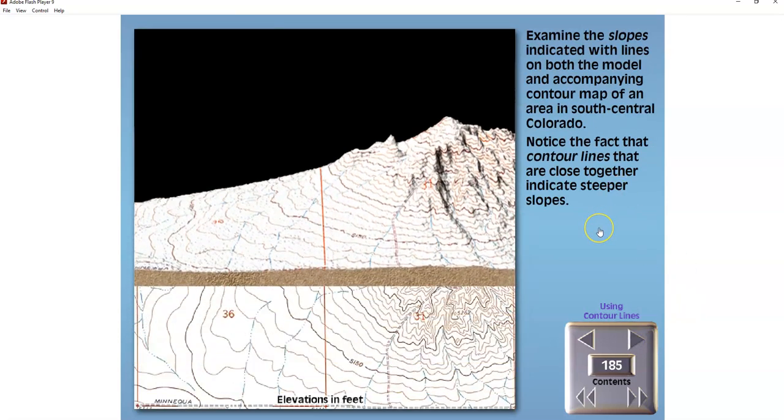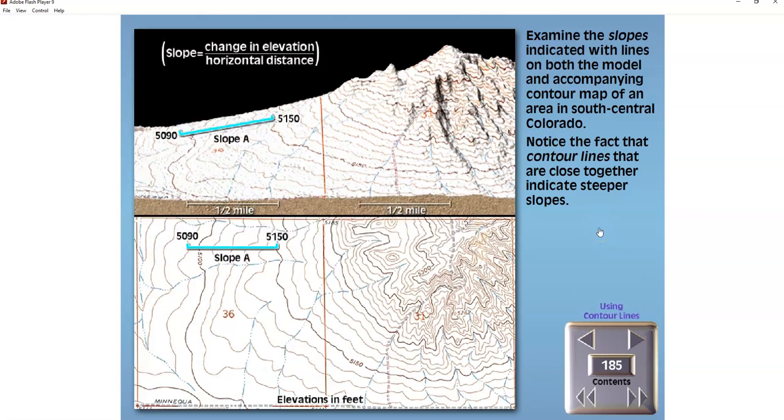Examine the slopes indicated with lines on both the model and accompanying contour map of an area in south-central Colorado. Notice the fact that contour lines that are close together indicate steeper slopes. You can see on the left-hand side, these contour lines are spread out. So that's why it's not as steep. And if you look on the right-hand side, notice the contour lines are a little more packed together. That's why it's a steeper slope or steeper gradient.